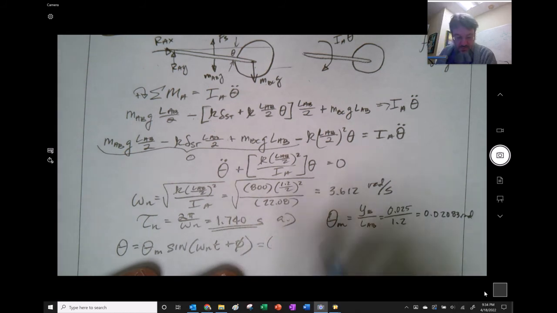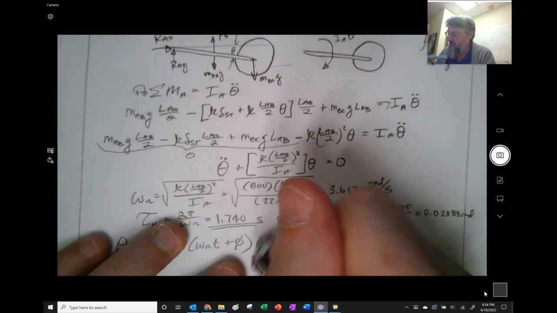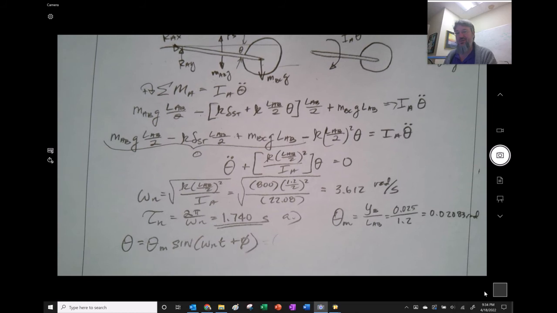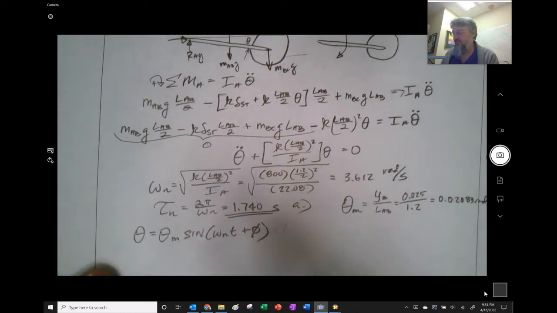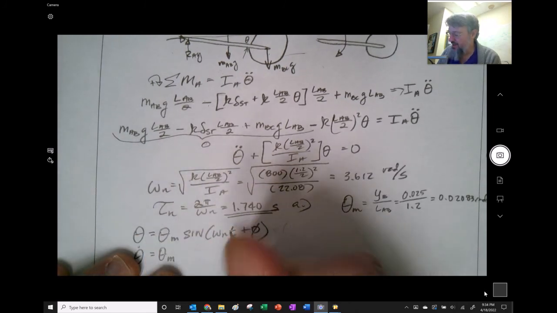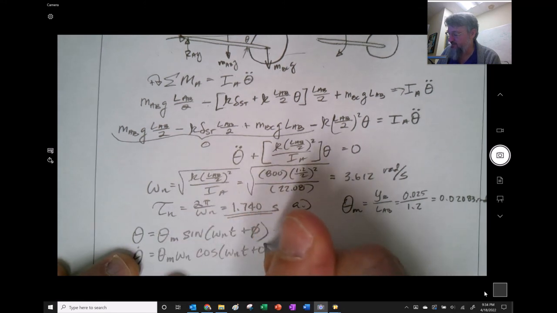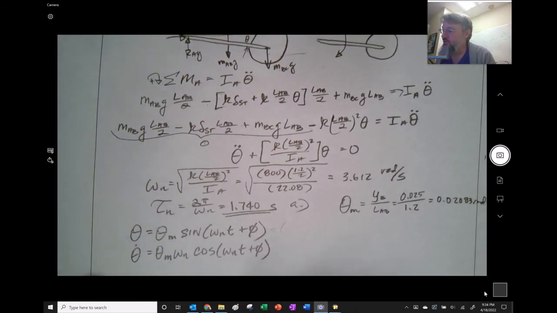So we can put that back in there. I don't need to write the thing out, because what I want is the velocity. So I'm going to take the derivative of this, and theta dot is going to be theta m times omega n, and now the cosine of omega n t plus a phase angle. We want to know the maximum velocity, right? The maximum angular velocity is going to occur when this cosine equals 1. The cosine is going to oscillate between 1 and negative 1, back and forth.